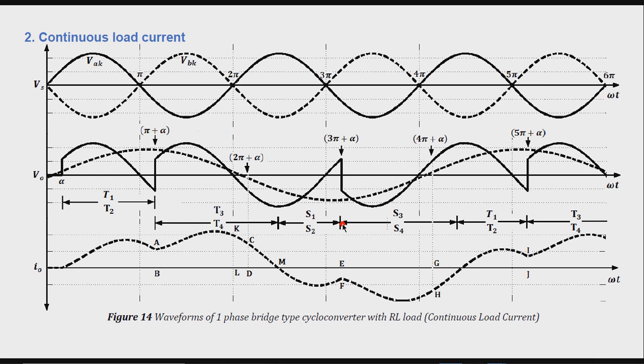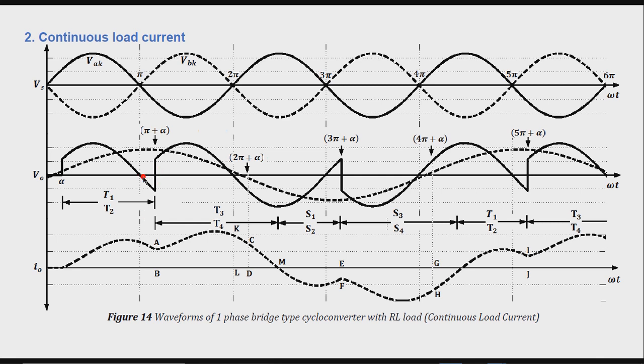So the waveform is the same as for the midpoint type cycloconverter with RL load. When A is positive with respect to B, thyristors T1 and T2 are triggered at omega t equal to alpha. With this, a positive output voltage appears across the load and the load current starts building up as shown in the waveform. At omega t equal to pi, the load voltage becomes 0.